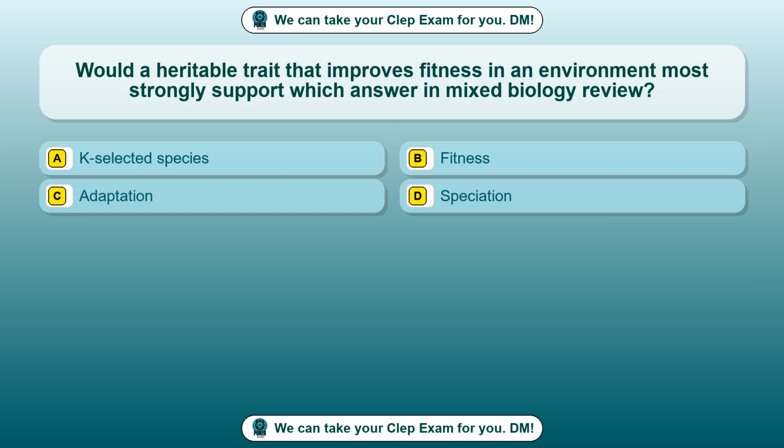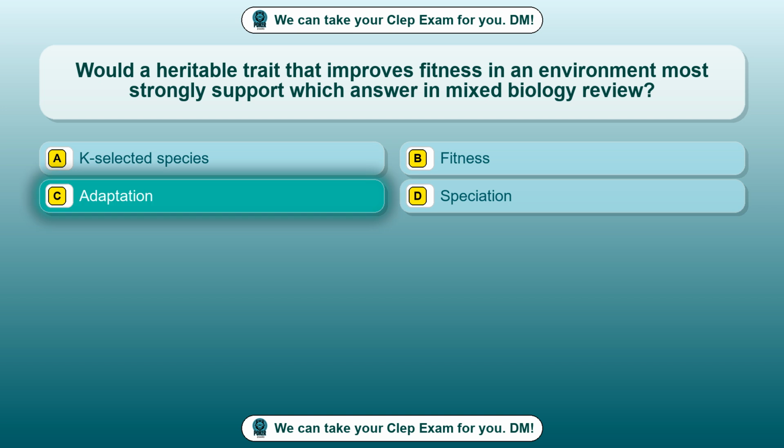Question 16. Would a heritable trait that improves fitness in an environment most strongly support which answer in mixed biology review? Option A, K-selected species. Option B, fitness. Option C, adaptation. Option D, speciation. The correct answer is option C, adaptation.